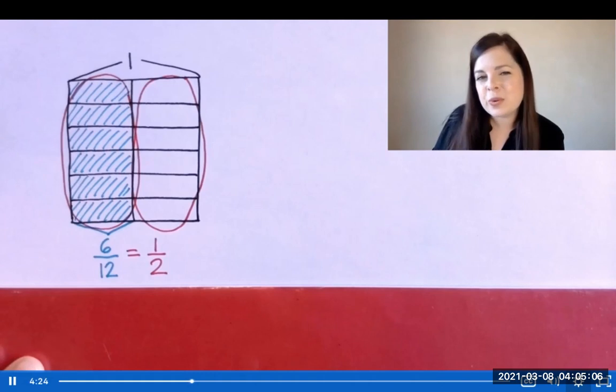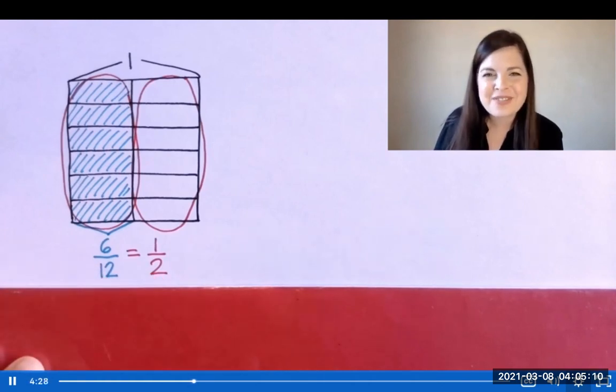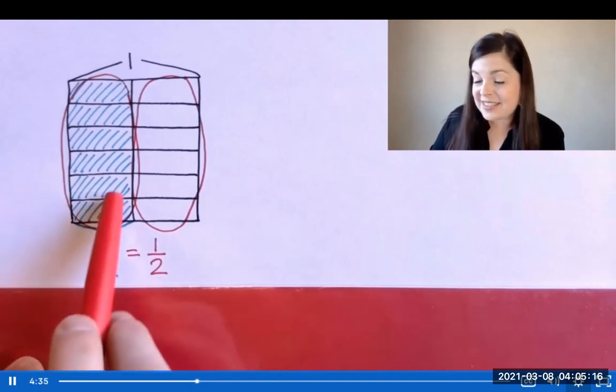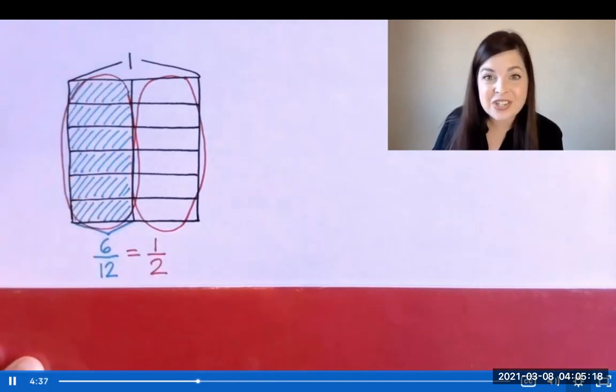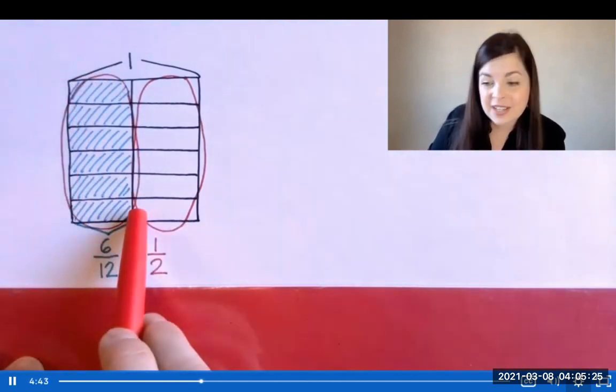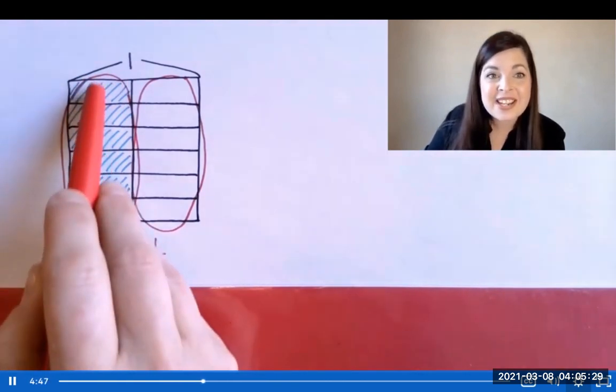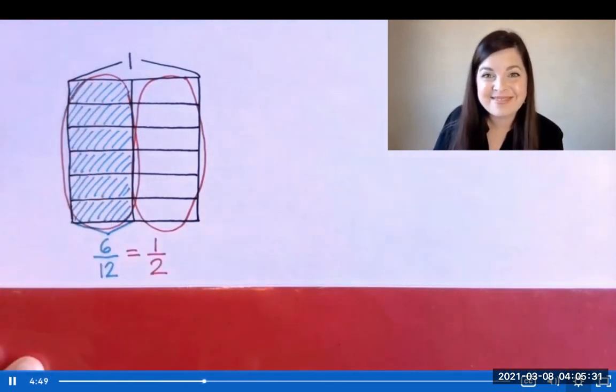How can we be sure that 6/12 is equal to 1/2? Pause the video to talk out your thinking. Hopefully you noticed that the shaded area of our model didn't change. We didn't shade any more or any less. Now we have 1 larger sized unit instead of 6 smaller sized units, but the shaded area is the same.